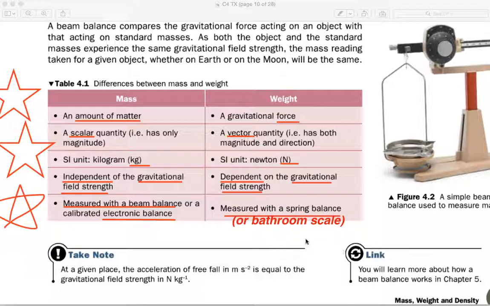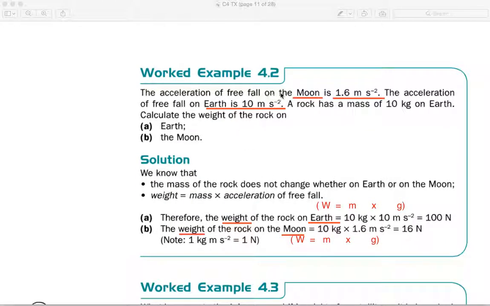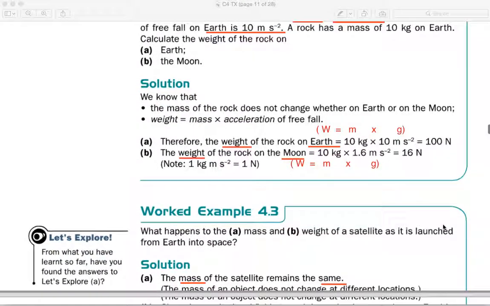And the other one we know is the bathroom scale. So, just another simple example here. The acceleration of free fall on the Moon and Earth is given. They ask you to find the weight of the rock on Earth. If you have a mass of 10 kilograms, the rest is just formula. They give you m, they give you g. Weight is simply W equals mg, for both the Earth and the Moon. Just make sure we use the different g value. So does it make sense? It makes sense that weight on the Moon is less than weight on Earth.